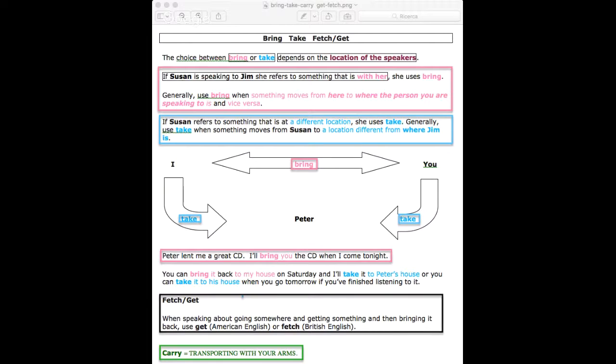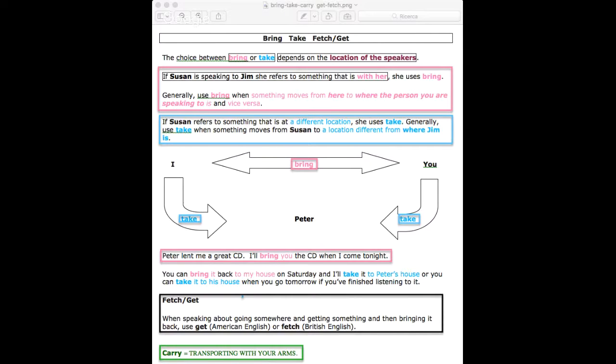So looking at the diagram, let's say I'm going to Jim's house and I want to bring a CD. I can say, I'll bring the CD with me. I'll bring it to your house. Or if I want Jim to come to my house, I'll ask him, can you bring me, I don't know, can you bring me a book that I'd like to borrow? So bring is always carrying with you from yourself to the other person or from the other person to yourself.